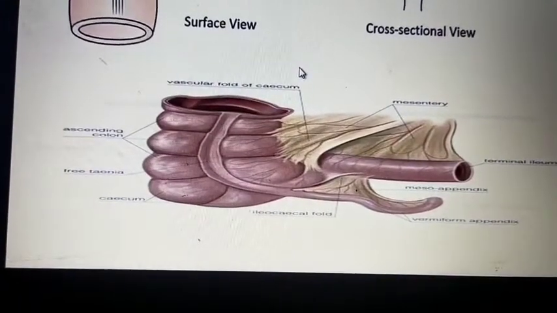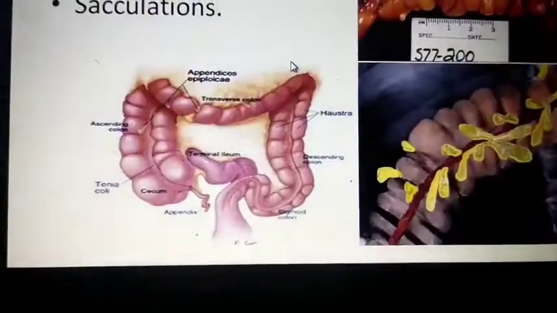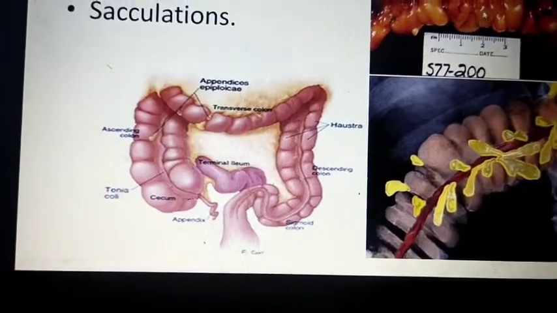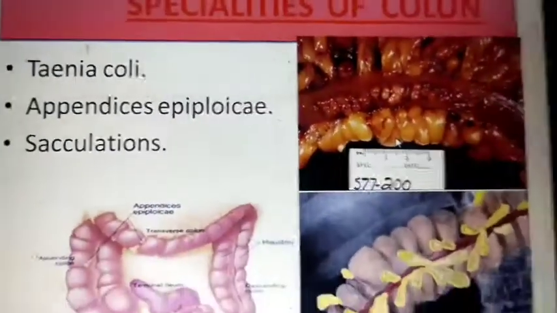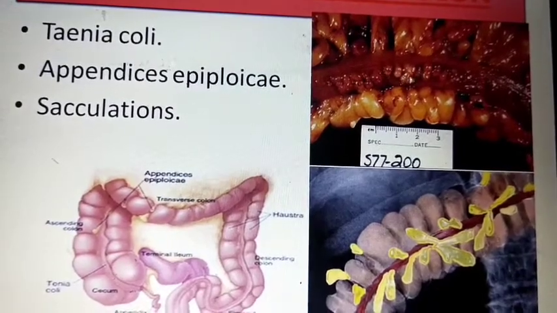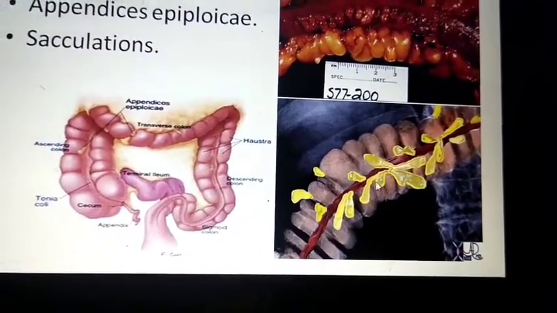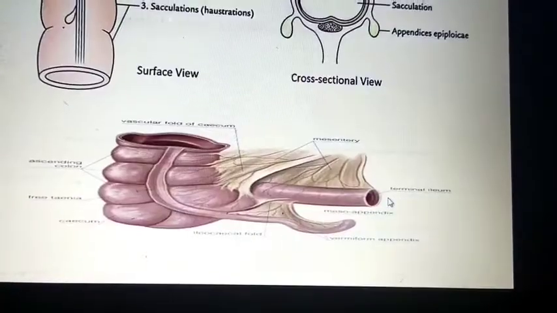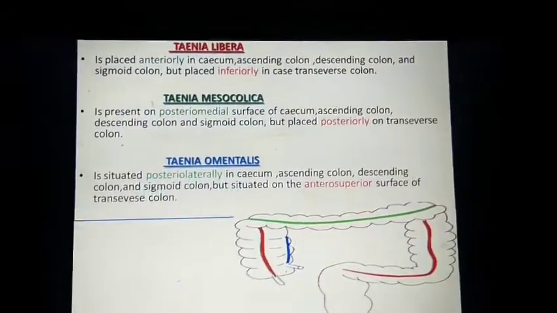And this is a fat-like structure. You can see in this picture, these are fat-like structures. Like this, these fat-like structures are the appendices epiploicae. You can go for the next slide.